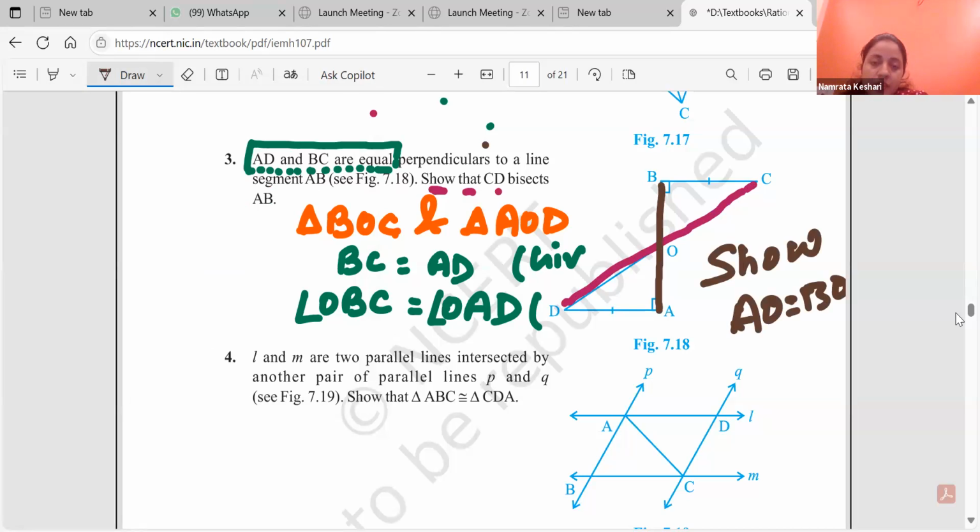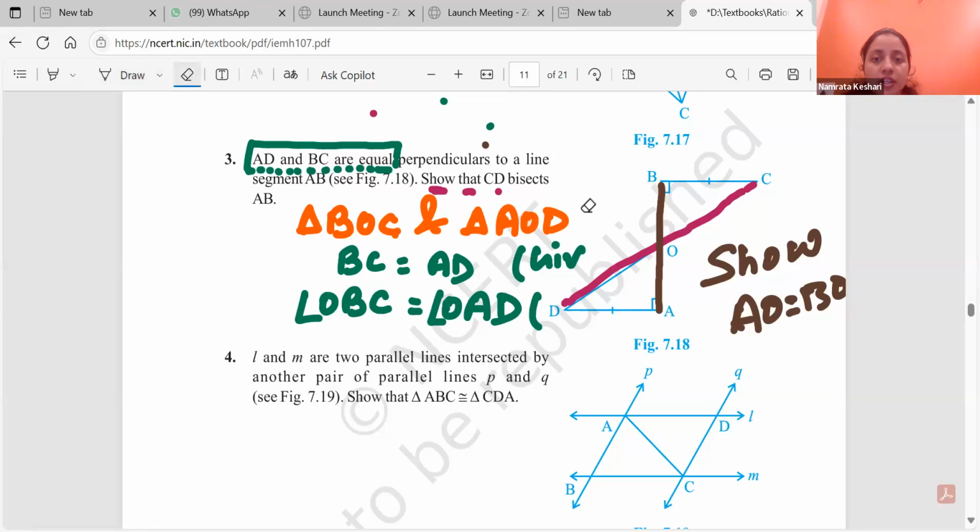Yeah. And I told you that while finding the hidden data, you have to think about anything, maybe vertically opposite angle, maybe parallel line concept, maybe alternate interior, maybe anything. So here, can you see we can use vertically opposite angle? Angle O over there, angle O over here will be same. Can we say that? Yeah, ma'am.